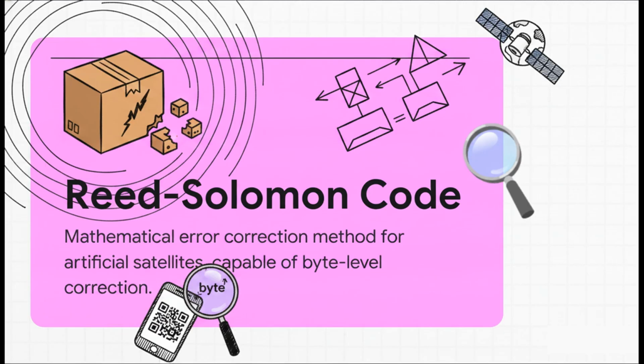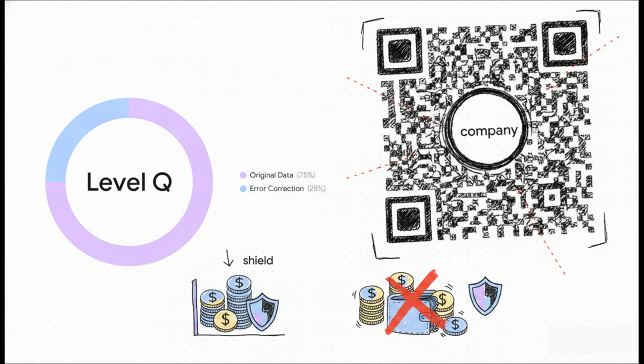And it isn't just intelligently guessing the missing data either. By looking at the surviving pieces, it mathematically recalculates the missing information with absolute certainty. Think of this Reed-Solomon error correction as a strict, unyielding financial budget. Let's say our publisher chose a level Q code. That means exactly 25% of the total code words inside that square are permanently spent acting as a mathematical shield.